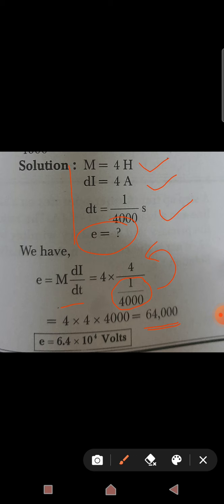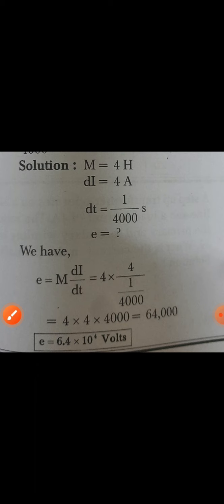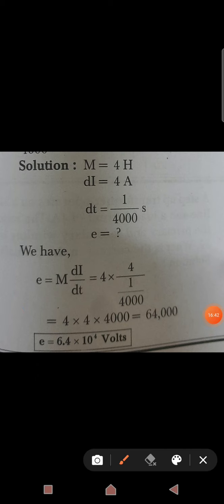Again, in short, I am going to explain the mathematical part. By using the formula E is equal to M into di by dt, we have substituted the value M as 4, di as 4, and dt as 1 upon 4000. When it goes to the numerator, 4 multiplied by 4 multiplied by 4000, we have got 64,000, and that will be written in the power of 10. So we have got 6.4 into 10 power 4. Remember, we should write the unit as volt.